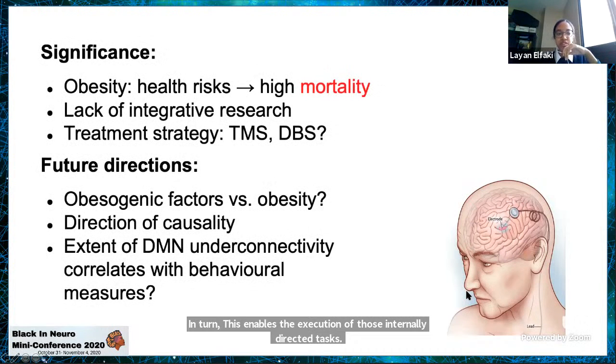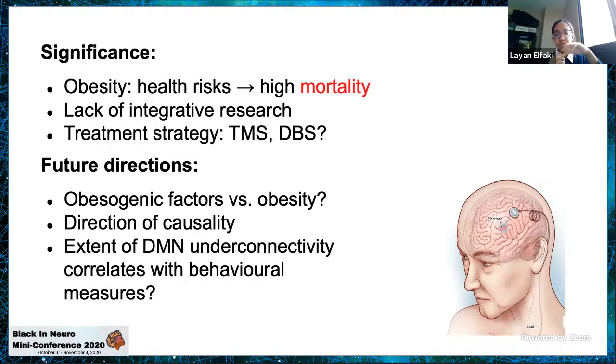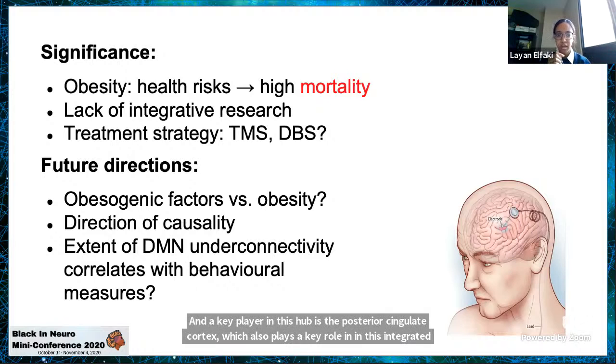Now, the significance of this research emerges when we consider the grave health risks that obesity contributes to, in addition to the lack of integrative research in this topic.